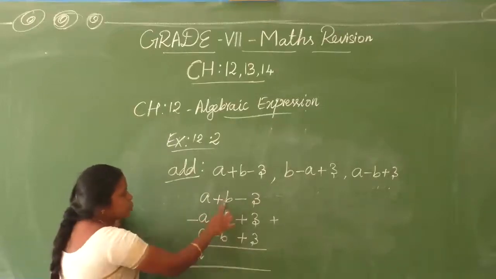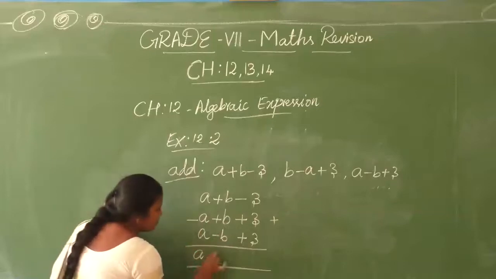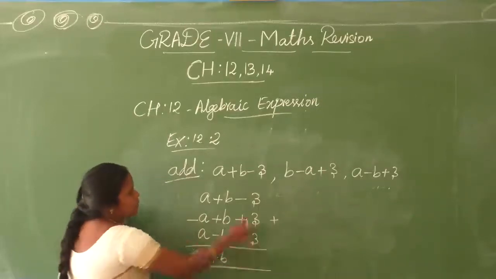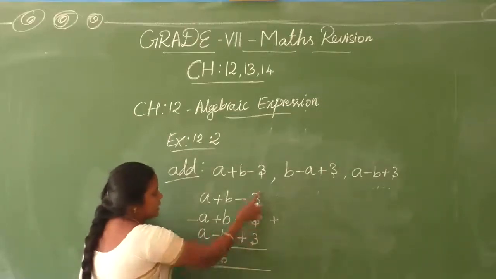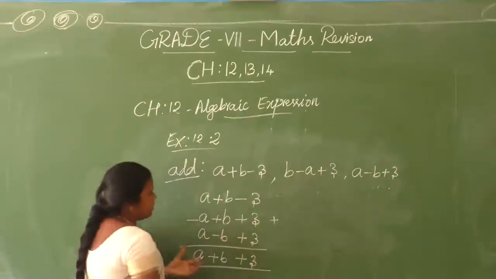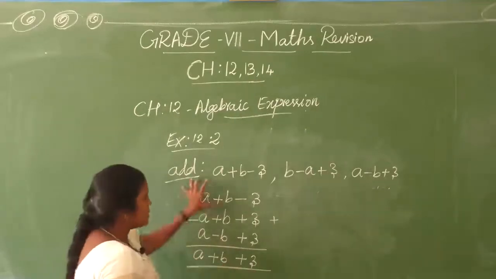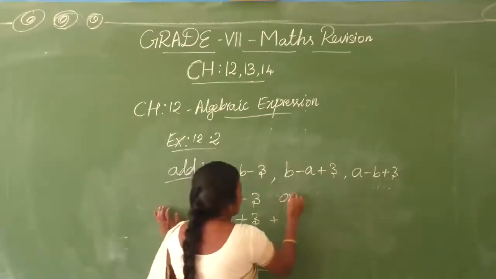a. Plus 1 plus 1, totally plus 2, plus 2 minus 1 gives plus 1b. Then plus 3 minus 3 plus 3, cancel, that means 0. Remainder plus 3 only. So the final answer for this is a plus b plus 3. Like that only. This is the vertical arrangement addition.